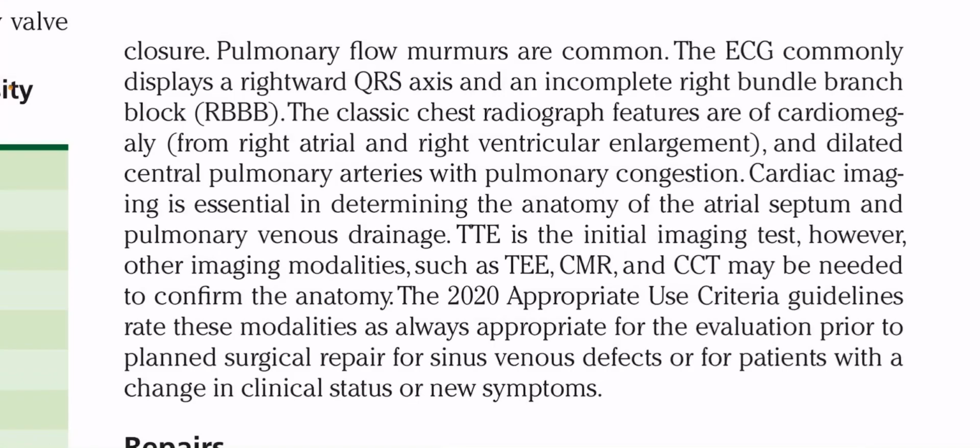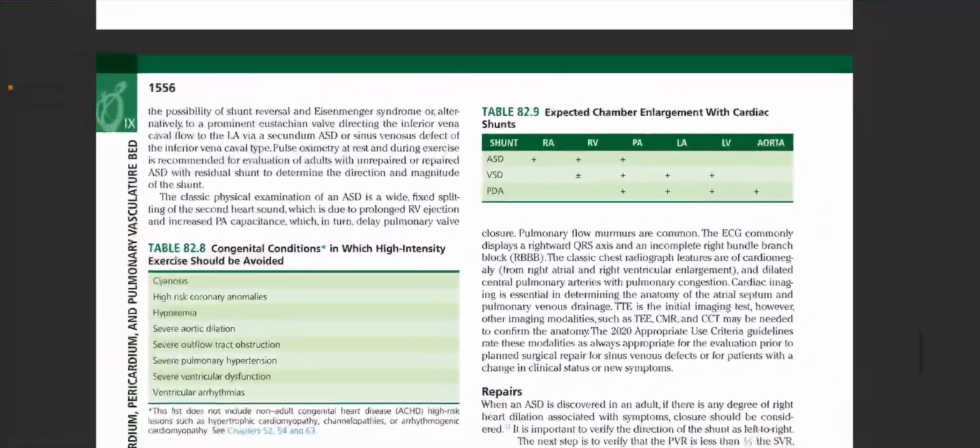Transthoracic echo is the initial imaging test. However, other imaging modalities such as transesophageal echo, cardiac MRI, and cardiac CT may be needed to confirm the anatomy. The 2020 Appropriate Use Criteria guidelines rate these modalities as always appropriate for the evaluation prior to planned surgical repair for sinus venosus defects or for patients with a change in clinical status or new symptoms.